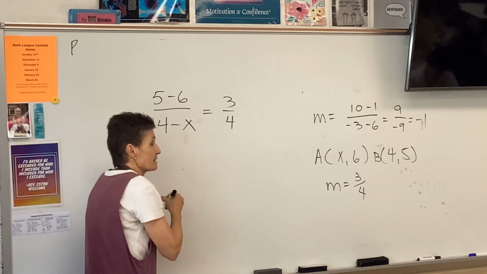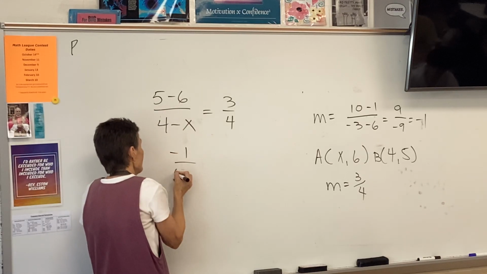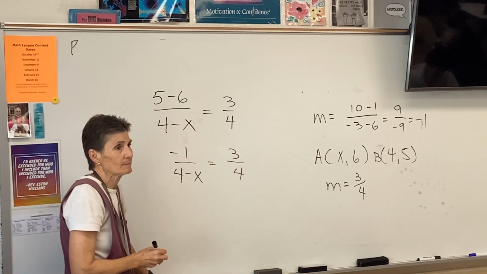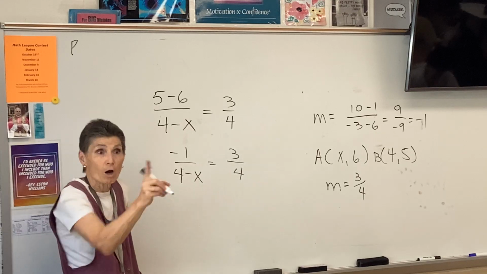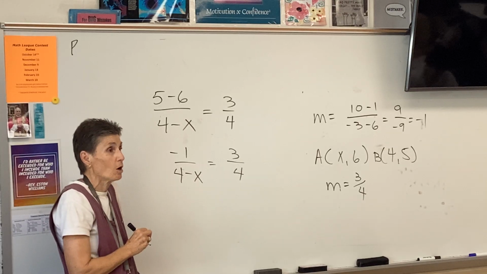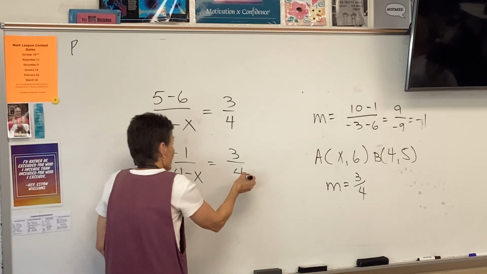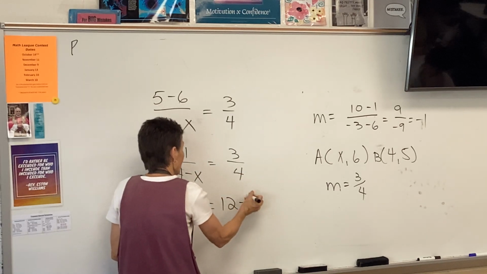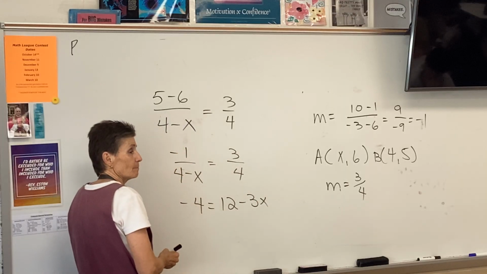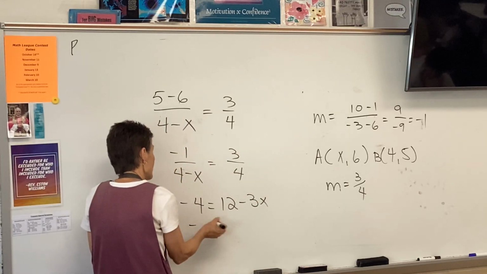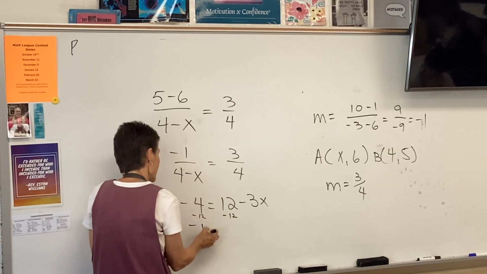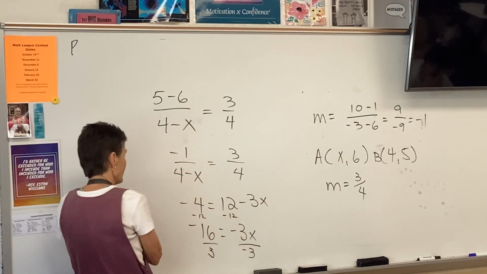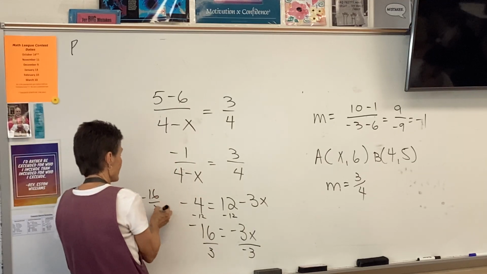What's 5 minus 6? Negative 1. How do I solve that? Cross multiply, very good. So when we cross multiply, negative 4 equals 12 minus 3x. So negative 16 equals negative 3x. And it looks like x is negative 16 thirds.